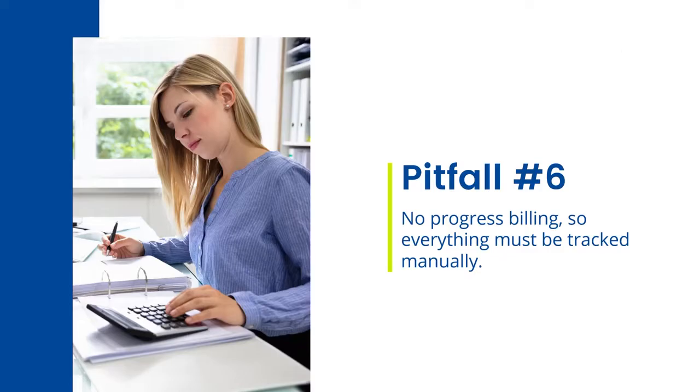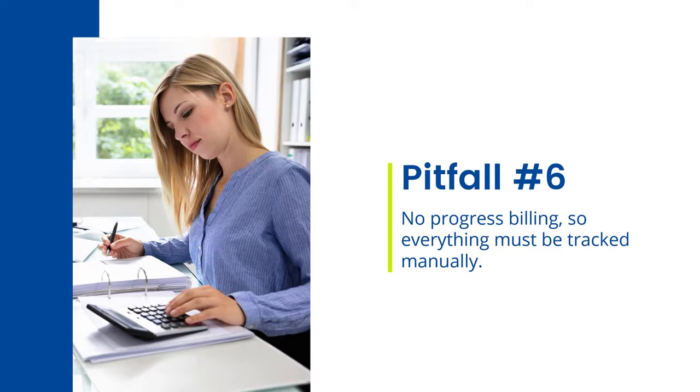One way to have a better handle on your outstanding dollars and profits is by using progress or AIA billing. In QuickBooks, this type of billing is a manual process and one that we will talk about next in Pitfall number 6.